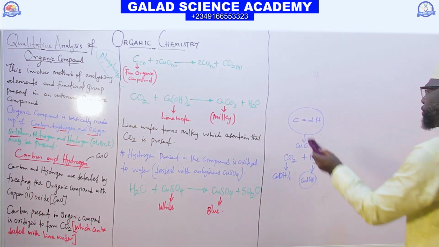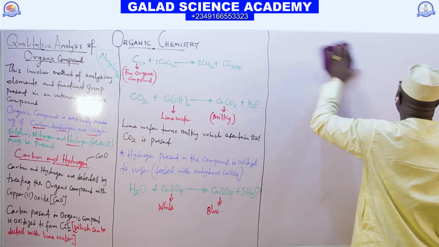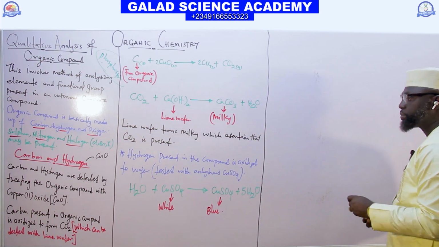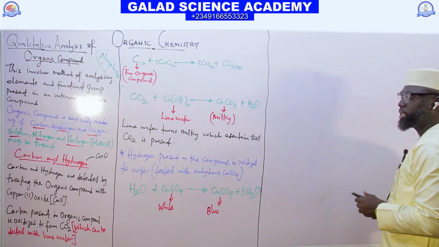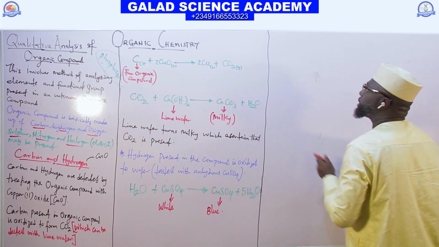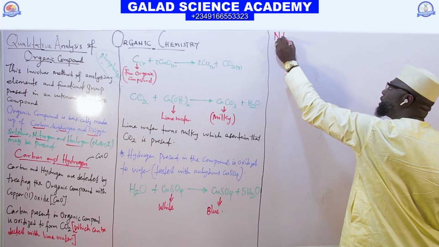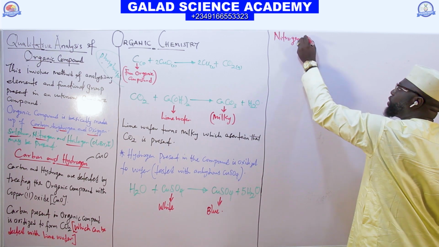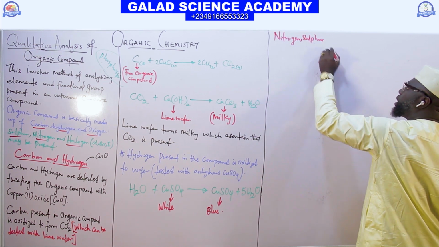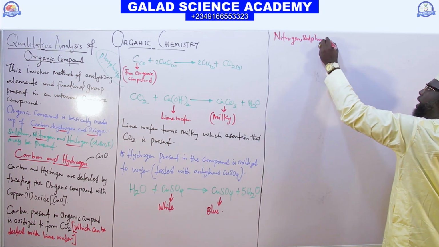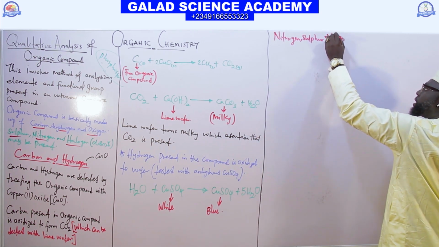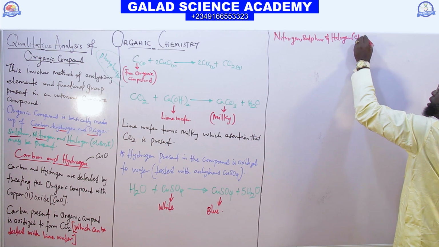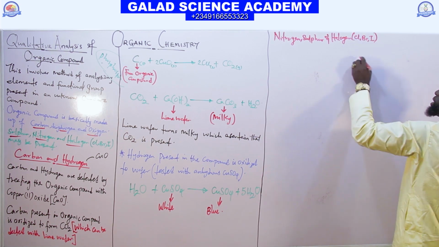The next thing now is the presence of nitrogen, to test for what we call nitrogen, followed by sulfur. Then we have halogen. And the halogens are chlorine, bromine, and iodine.